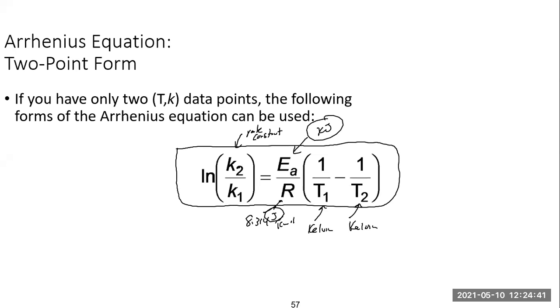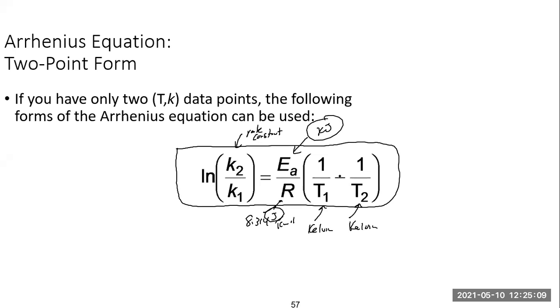It might look very similar. Sometimes K1's on top and sometimes K2's on top, depending on whether you distribute out the negative. But we'll roll with this one. So in this version, natural log of K2 over K1 equals E of A over R, times 1 over the temperature in Kelvin minus 1 over the other temperature in Kelvin. So if you have just two points and you want to mathematically solve for the activation energy or any of those other things, you can do that.